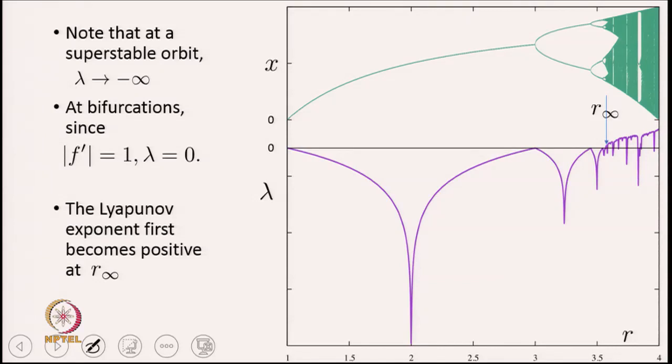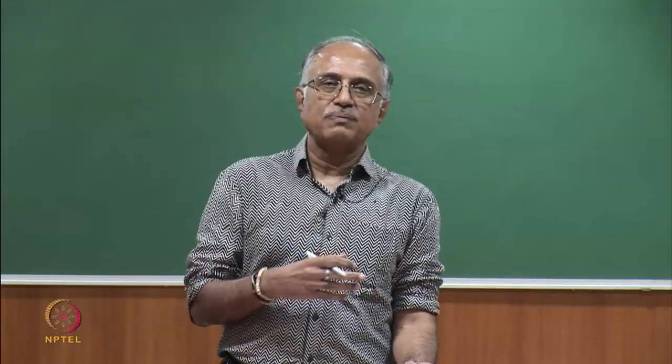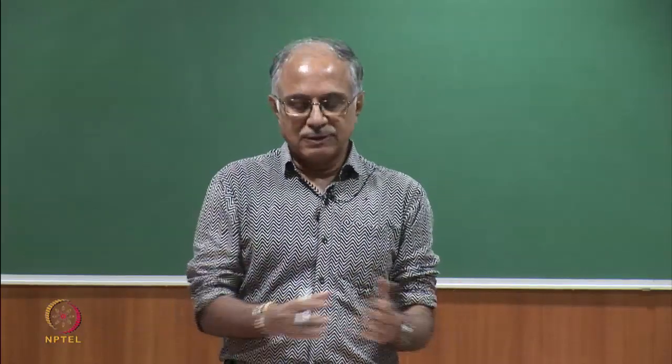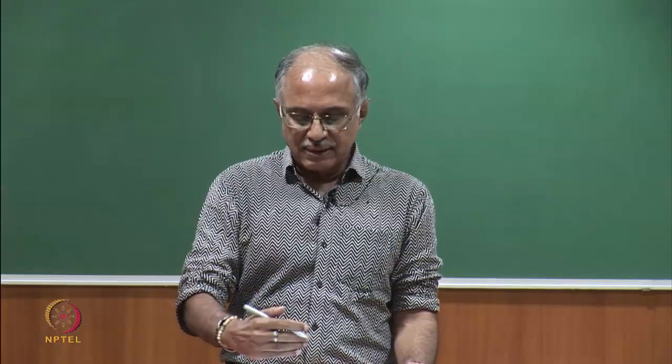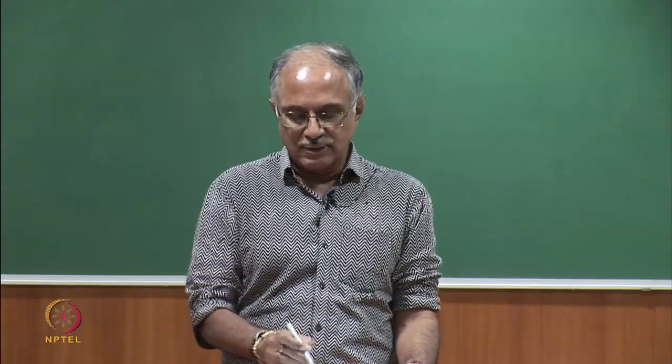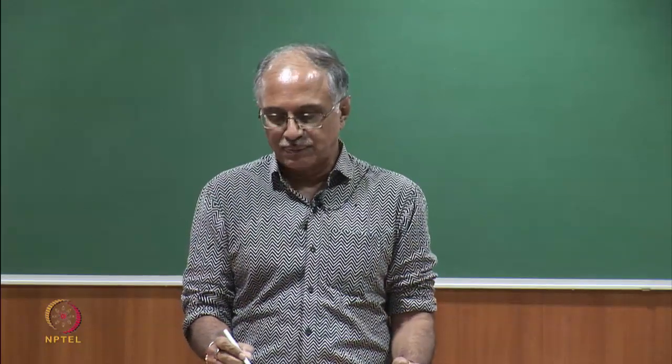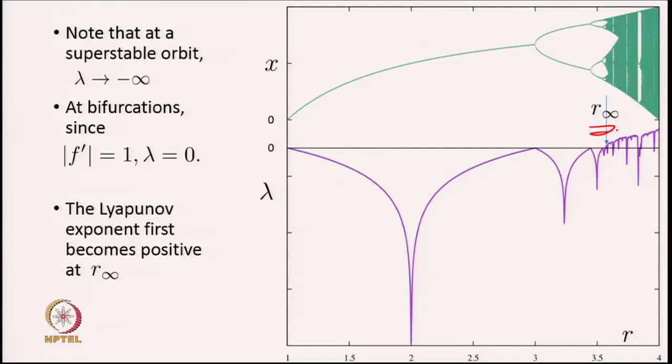The Lyapunov exponent actually first becomes positive only at r infinity, because before r infinity all the orbits are periodic, and for periodic orbits the Lyapunov exponents are negative, because that is the way the whole thing is organized, and this curve is entirely below the 0 line. So, you have chaotic motion, so to speak, only after the period doubling accumulation, which is also one of the reasons why it is called the period doubling route to chaos.